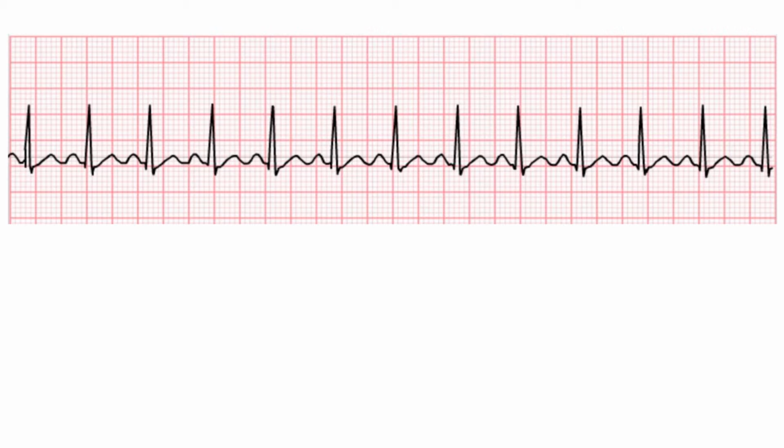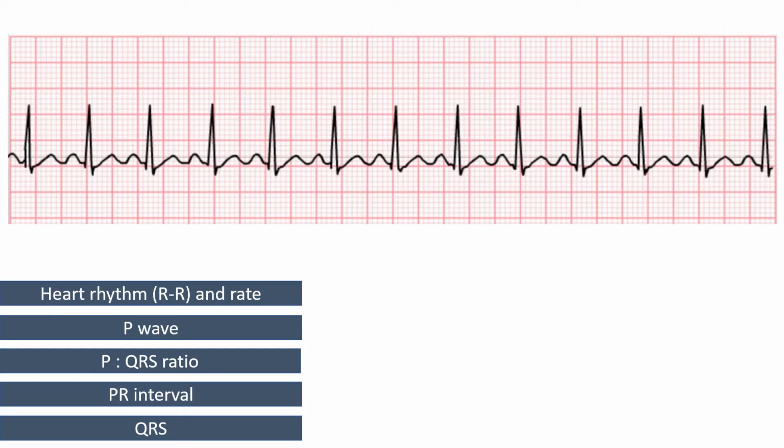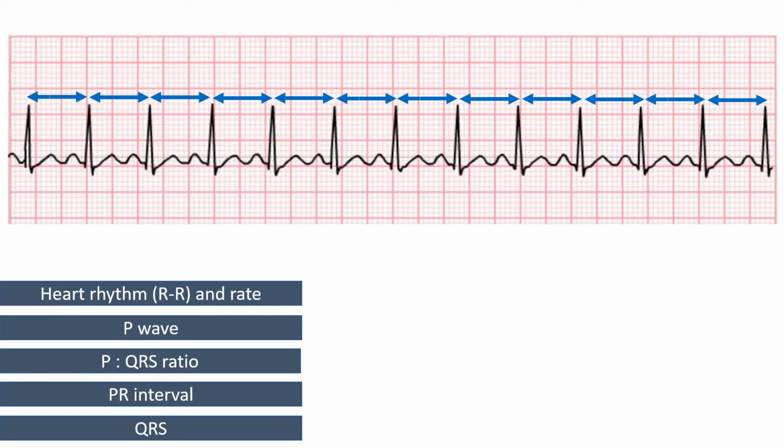When we approach an ECG for rhythm assessment, we have to comment on the heart rhythm, rate, P wave, P-QRS ratio, PR interval, and the QRS complex. Starting with the heart rhythm, to know if it is regular or not, we see the distance between every two successive R waves, and here we can see that the distance between every two successive R waves is constant along the whole ECG. This means a fixed R to R interval, and this means that the ECG is regular.